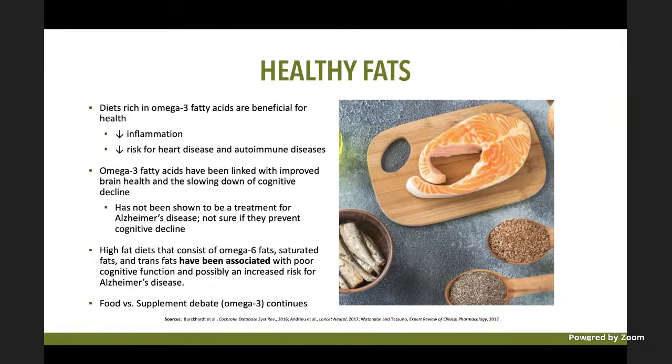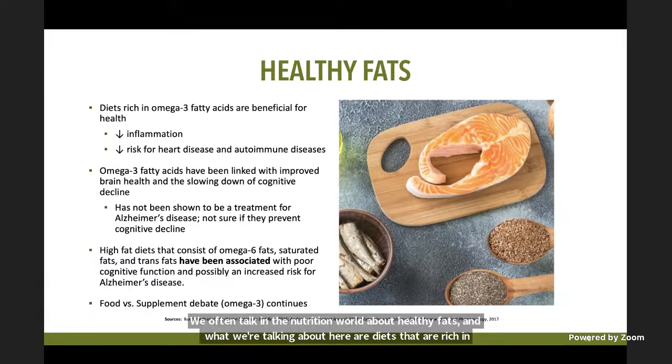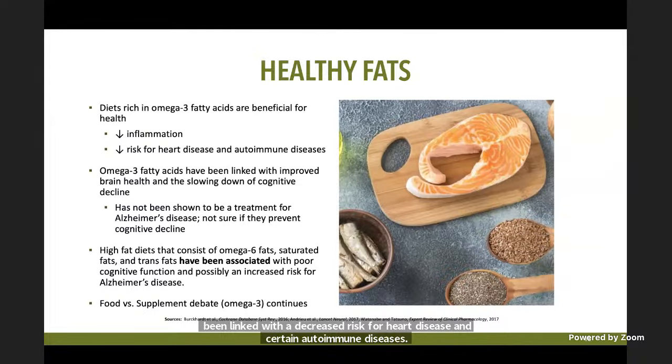Research looking at omega-3s has shown a link between dietary intake of omega-3s and perhaps the slowing down of cognitive decline. But we don't know for sure if it's really a treatment or if it's going to prevent. But there's some association, so there's probably something there.